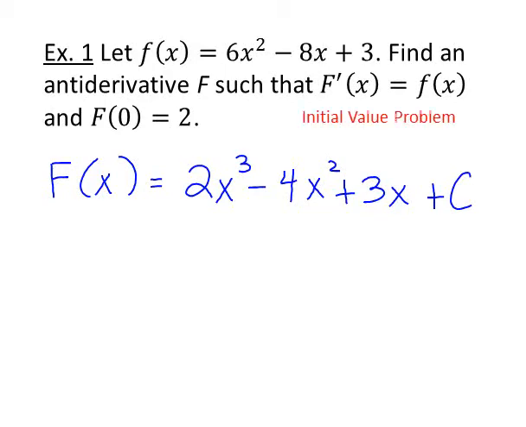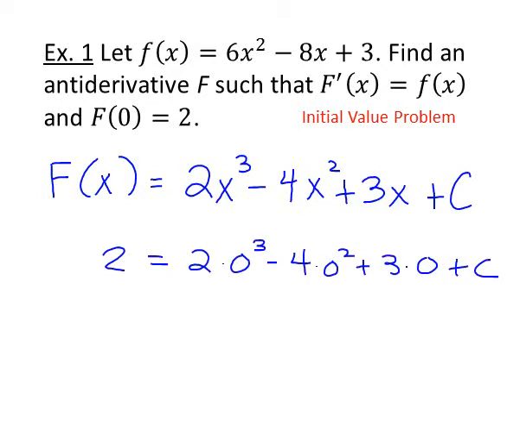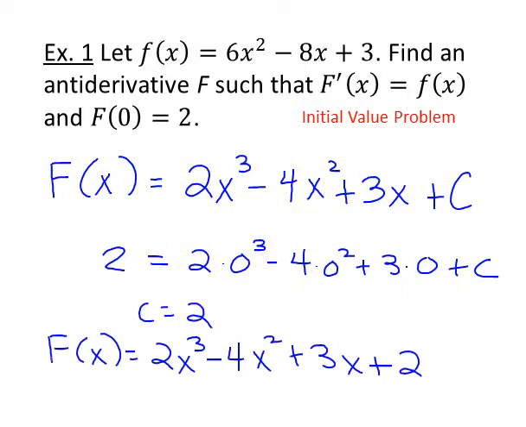This is called an initial value problem because we're given a point on the graph of the antiderivative. Because of this point, we can find the value of the constant c. So since F of 0 equals 2, we can plug in 0 for x and 2 for F of x and solve for c. That makes c equal 2, so our antiderivative is 2x to the third minus 4x squared plus 3x plus 2.